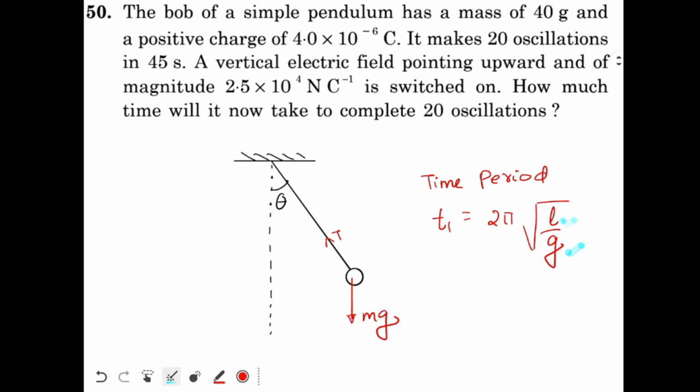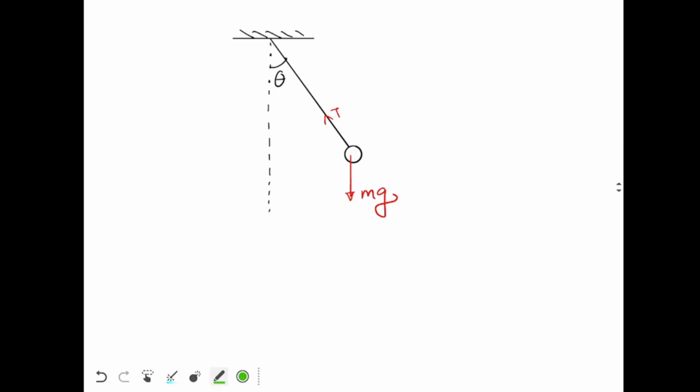Now let's take another situation when the electric field is turned on, which is pointing upwards. So in this new situation, we have one more force which will act upwards. That will be equal to QE because the electric field is acting in the upward direction. Q is the charge of the bob, and E is the electric field. So QE is acting upwards. So now the net force is how much downwards? I can remove this force from here and instead write down mg minus QE as the net force.